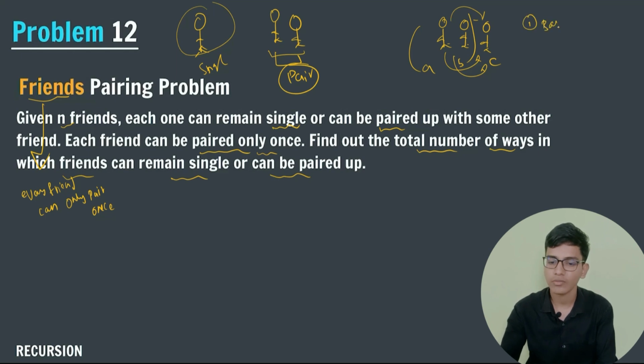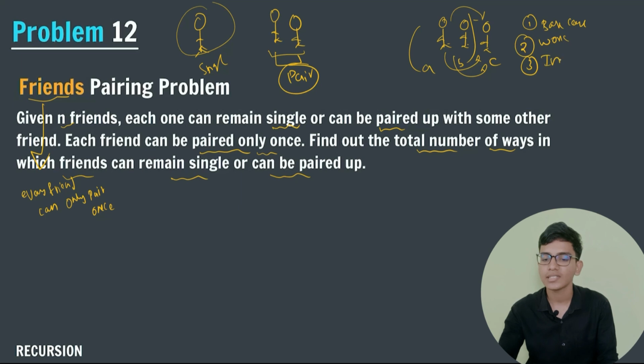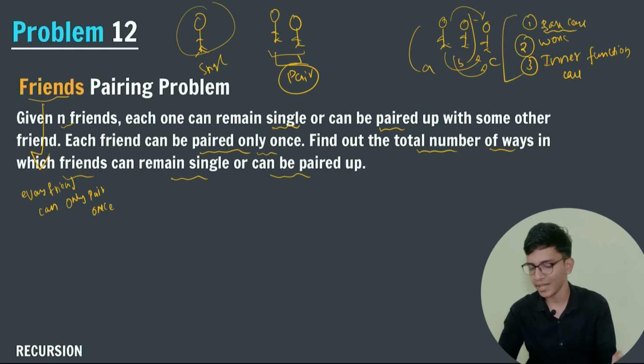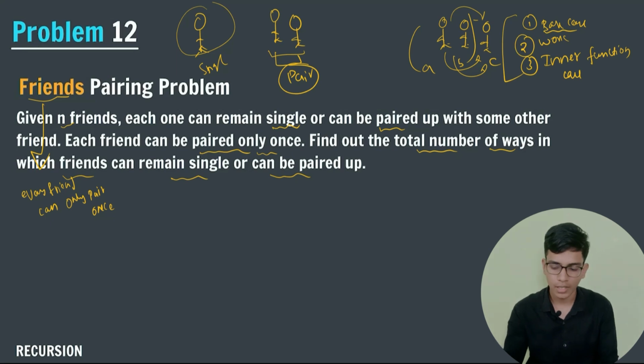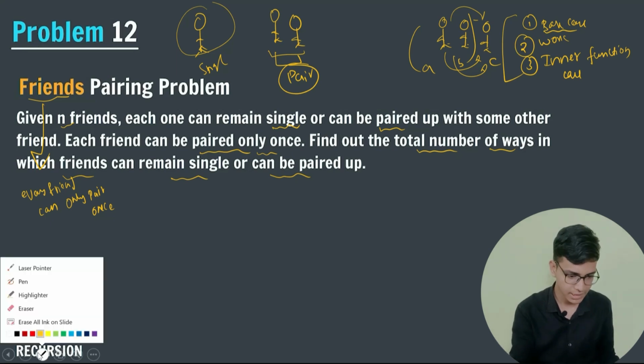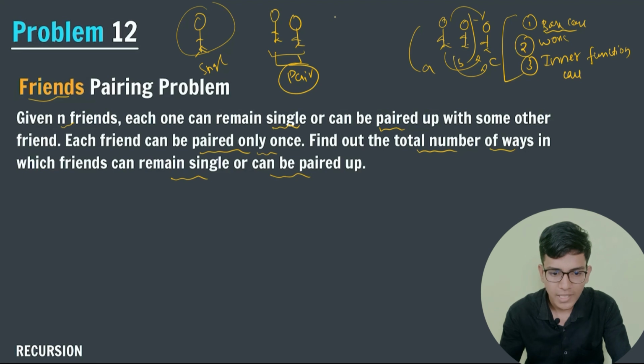The three things are, first of all, we need to understand our base case. After that, what work I am going to perform, this is very similar to our tiling problem. The third one is understanding our inner function call. These three things we have to understand. To understand the base case, let us take an example that there are three persons.